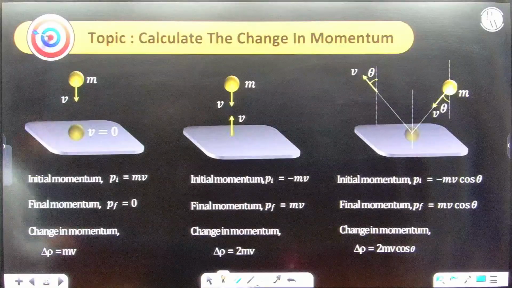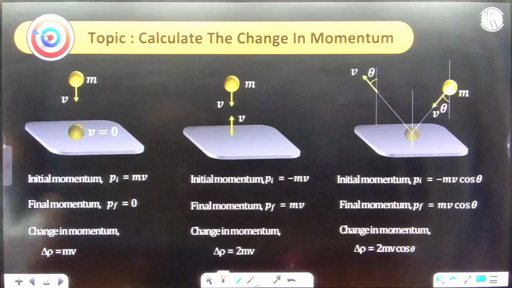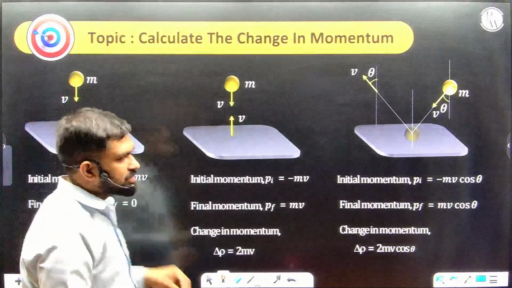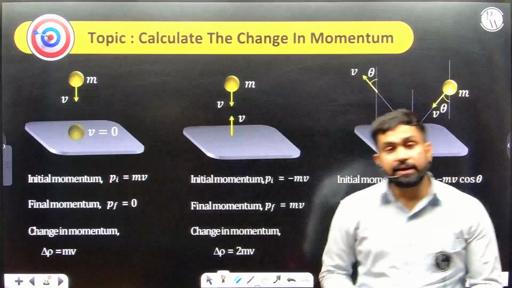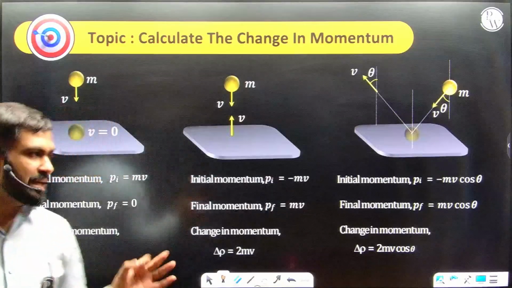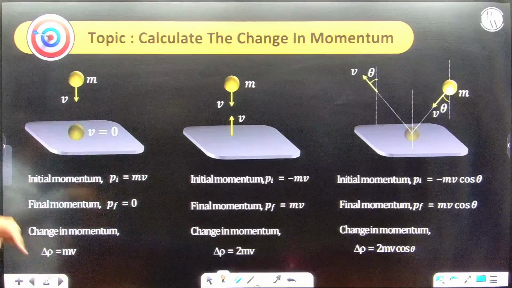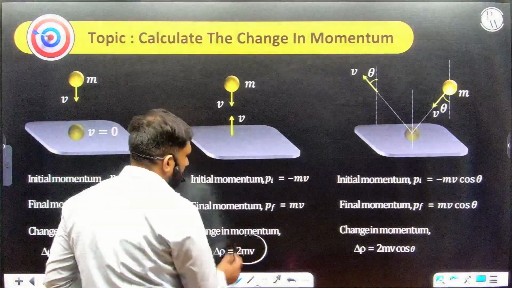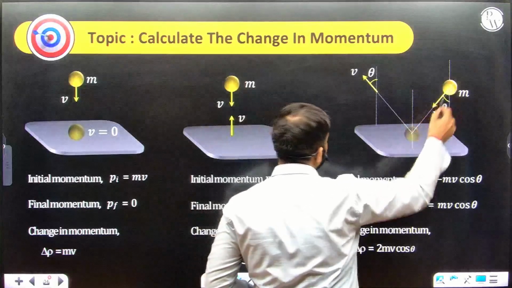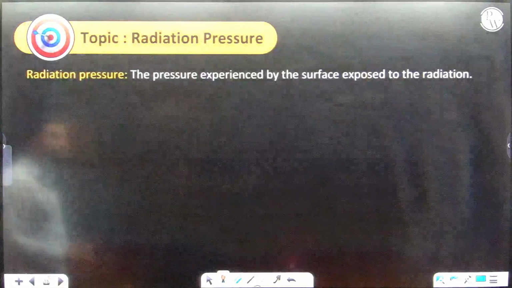Great problem. Alright, now let's talk about something related to the momentum of the photons and how we talk about the radiation pressure. So basically, if some particle falls over a surface and doesn't rebound back, it gets absorbed or attached. So the change in momentum will be the initial momentum itself. That's it. If it rebounds back in the same direction, then the change in momentum is twice mv, 2 mv. While if it rebounds back and is coming at an angle, then the change in momentum is 2 mv cos theta. Accordingly, we get the radiation pressure.